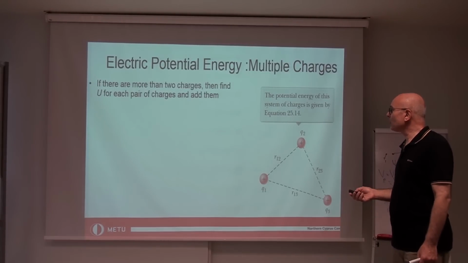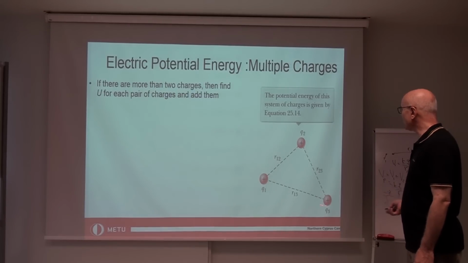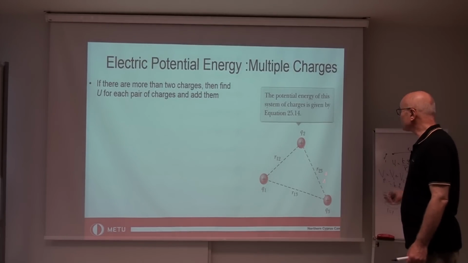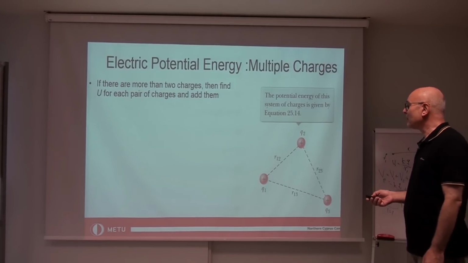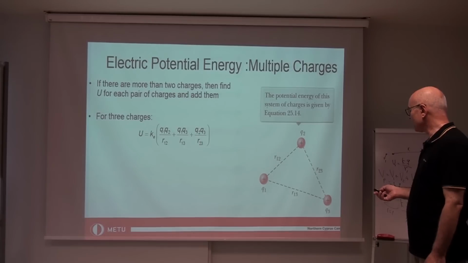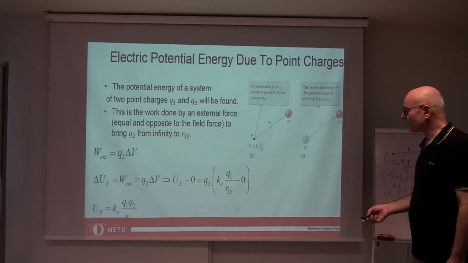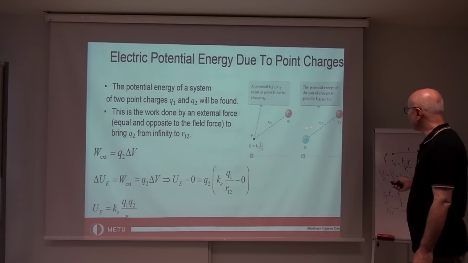Now, what about the potential energy of multiple point charges? If I have a system now not of 2 point charges, but a system of 3 point charges, what is the potential energy of this system? Well, we have found what the potential energy of a system of 2 point charges was, which was this. When I have 2 point charges, the potential energy was simple: multiply them, multiply by k, divide by their distance.